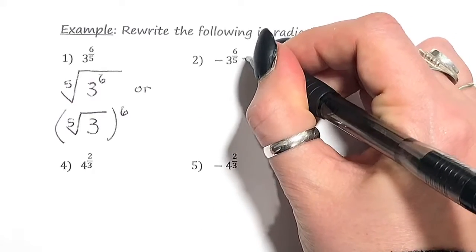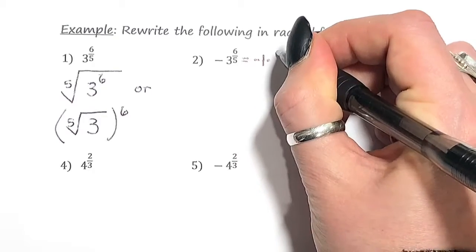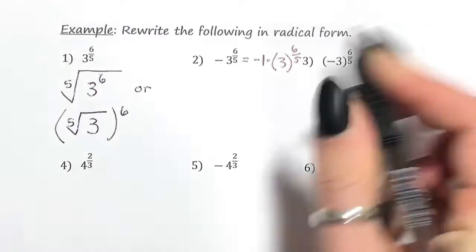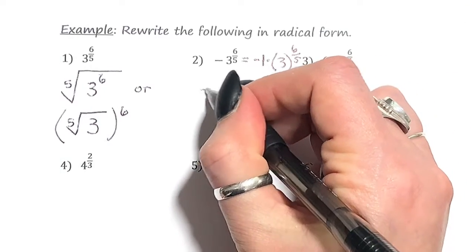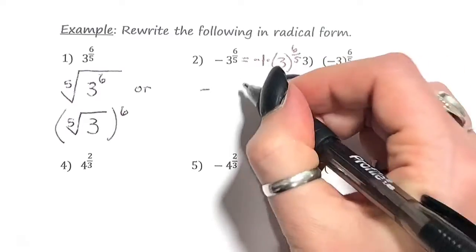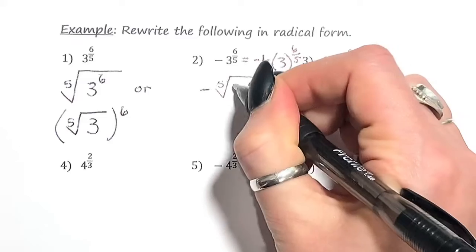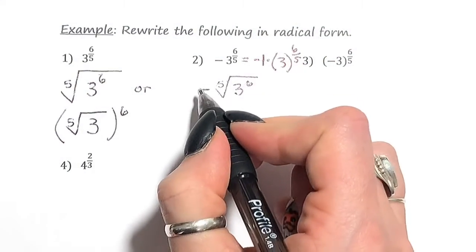So really what this means is you have a -1 in the front times 3 to the power of 6 over 5. So that -1 is kind of separate. You're going to leave the negative on the outside, and then you can do your 5th root of 3 to the power of 6. Okay, so that negative is just going to stay out front.